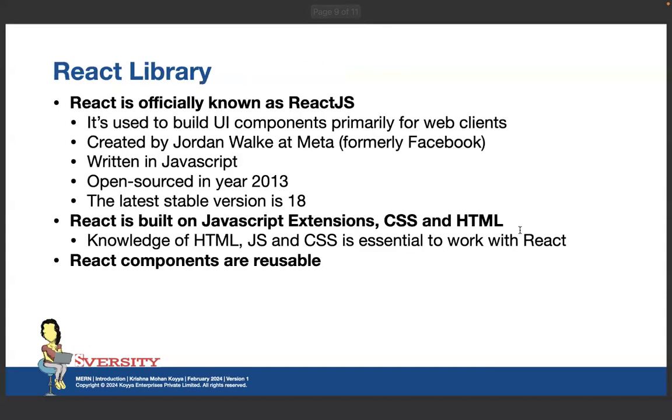And the next one, I think the last one, is the React library. This is officially known as React.js. As many times we already pointed out, it is meant for building web clients, right? Even though people also use it for standalone clients and mobile clients, majorly it is used for web clients. It was created by somebody called Jordan Walke at Meta. You know, Meta is the erstwhile Facebook.